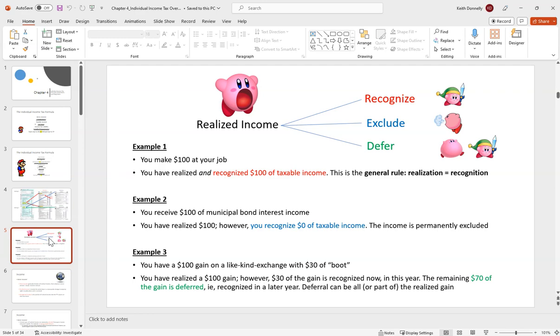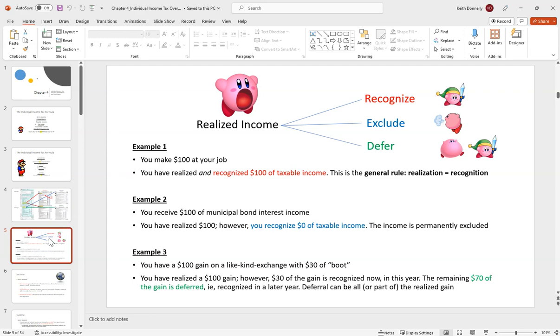you have to be able to distinguish realized from recognized income. Now, they sound almost identical. What is the difference? Well, realized income is essentially whenever you have a change in economic position. It's kind of like economic income. In distinction, recognized income is that realized income that you recognize or place on the return. It's taxable income. So like economic versus taxable income.